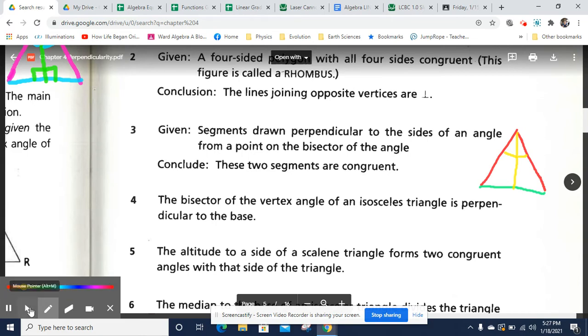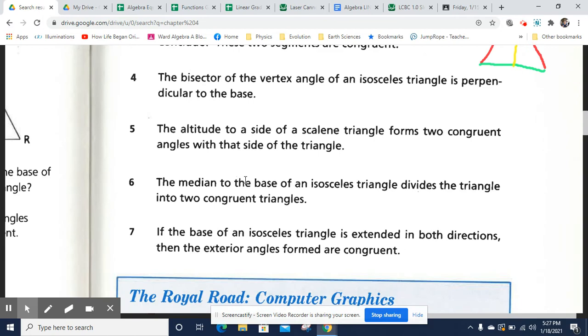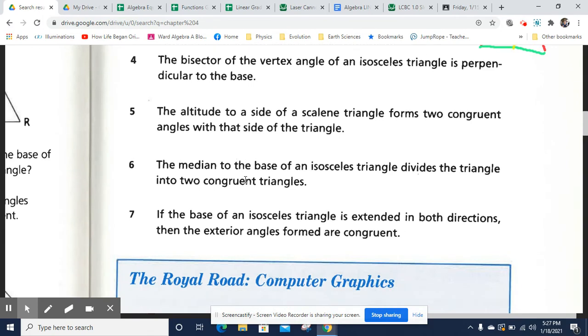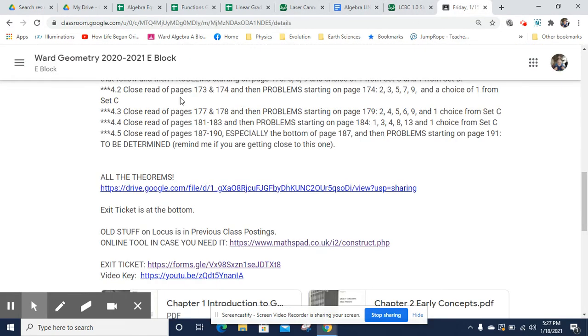But that's number 4. You'll have to work out number 2 and 3, but they shouldn't be terribly hard because it actually states the given and the conclusion. Now, number 5 and 7, and I believe it was 9.